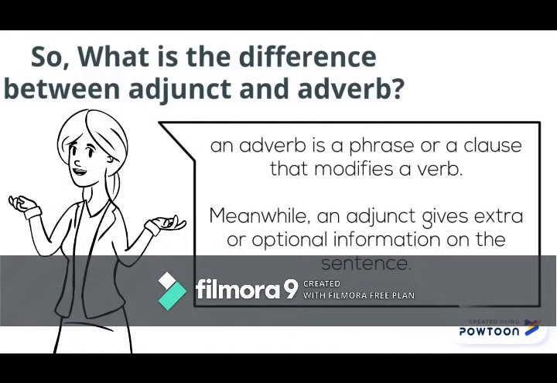So what is the difference between an adjunct and an adverb? An adverb is a phrase or a clause that modifies a verb. Meanwhile, an adjunct gives extra or optional information in the sentence.